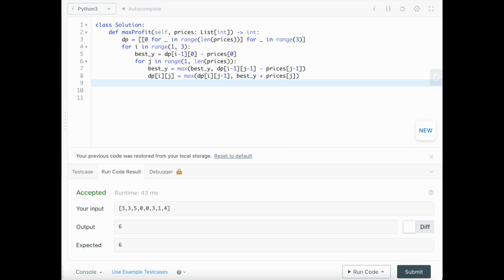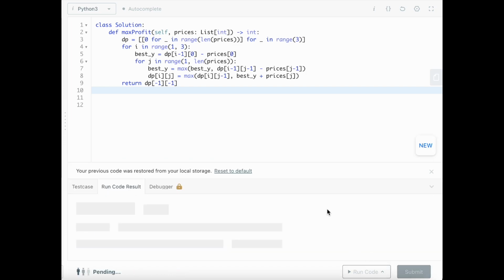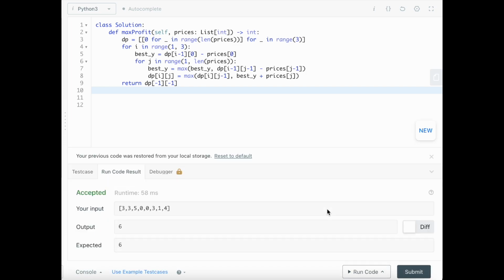So I think we have updated our entire grid. So let's return the last element in the grid, which is going to be dp of minus 1 minus 1. Yeah, let's quickly run the code. I hope we are done with it. Yeah, it is accepted. Let's quickly submit it as well.